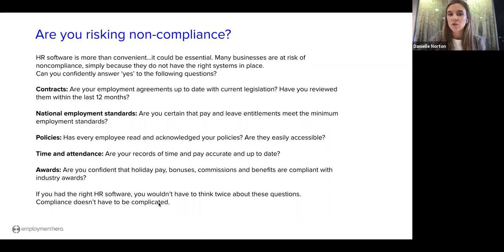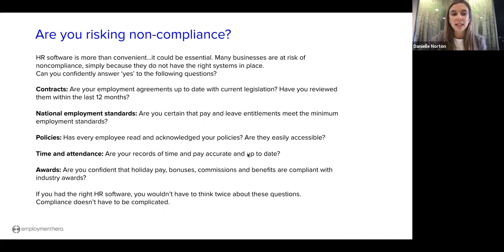So things like the National Employment Standards, where updates are rolled out. I even think there was one last month. It's often hard to stay on top of manually, especially with what Sarah was mentioning, all of your tasks and everything you're doing day to day. It's important to make sure that our pay and leave entitlements meet that minimum, right? This also involves things like your policies. Are your policies actually acknowledged and not just read by your employees? Do you have an easy way to store those?